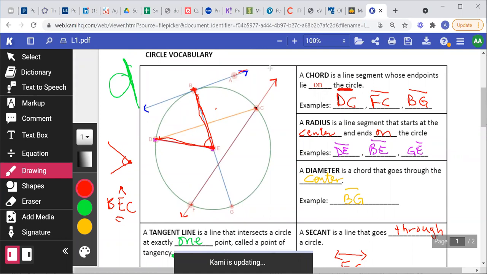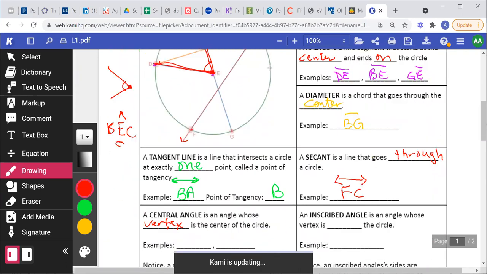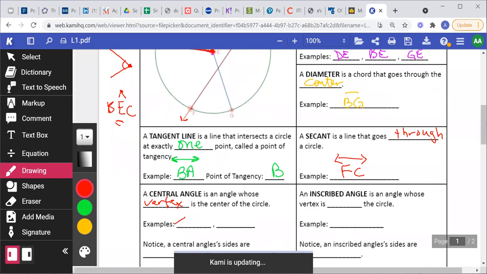Of the 3 points, the beginning and the end have to be on the circle, and the vertex has to be at the center for a central angle, okay? So here we have BED. An angle is always represented by this less-than symbol, BED.